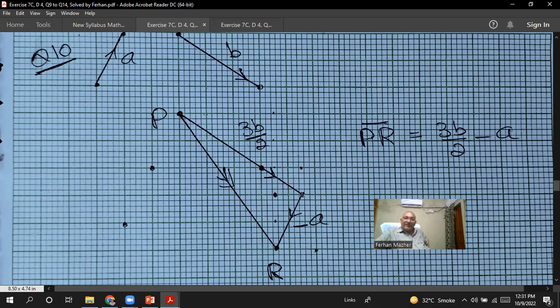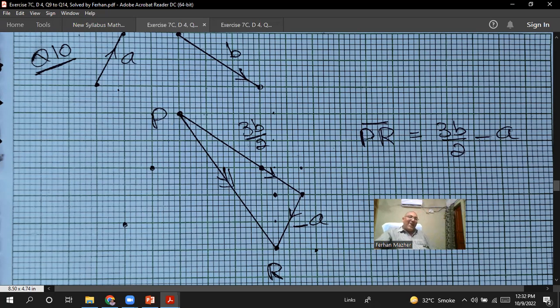That's the half of the B. So this is 3B by 2 or 1.5B. From here, I moved 1 to the left and 2 steps down. That's minus A. And I reached the point R. So that is what I wanted. So it means the PR is 3B by 2 minus A. You see, this is how you will represent the PR in the terms of A and B.